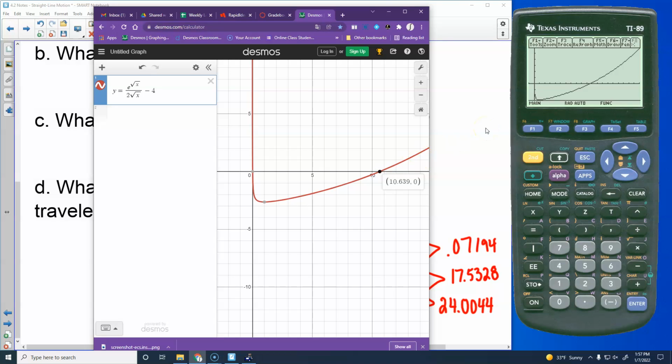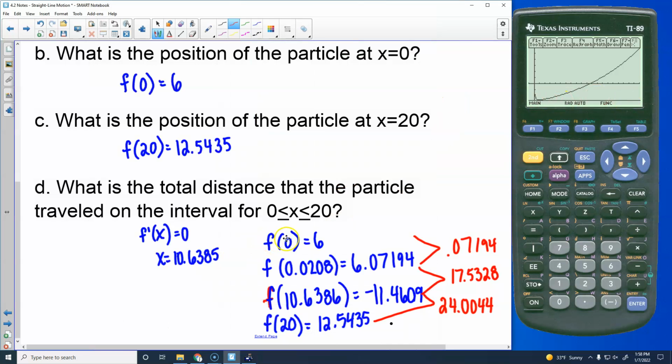But that just tells us direction. It doesn't tell us how far the particle traveled. To know where the particle was, you have to plug into the original function. That is your position graph. Whenever you plug in 0, it tells you it was at 6. So then we need to test those points where our derivative equals 0, because that's where we switch from positive to negative, so that's where we change directions.